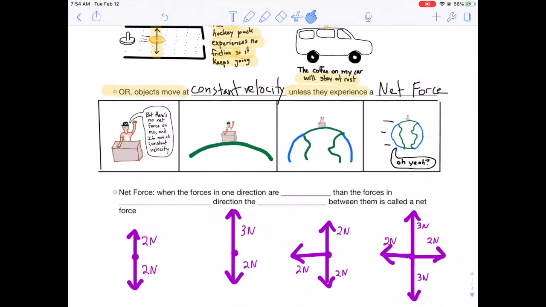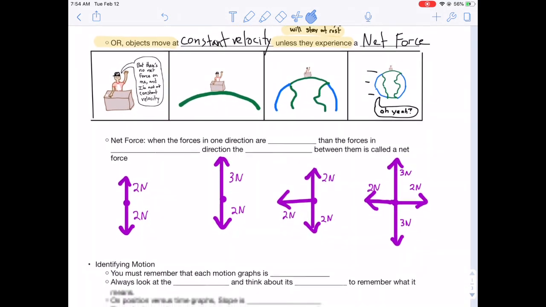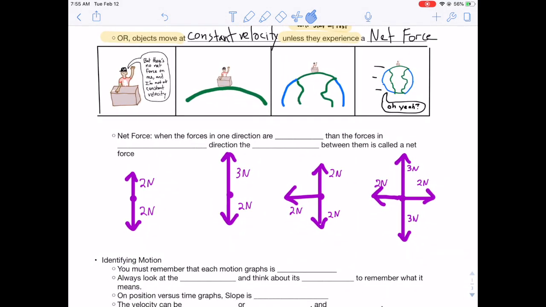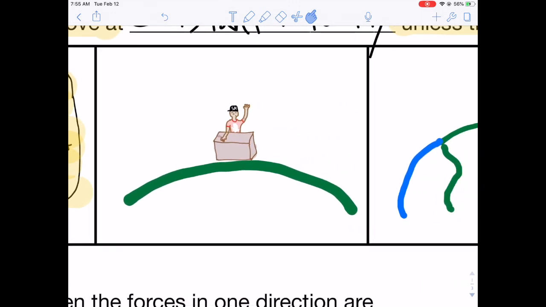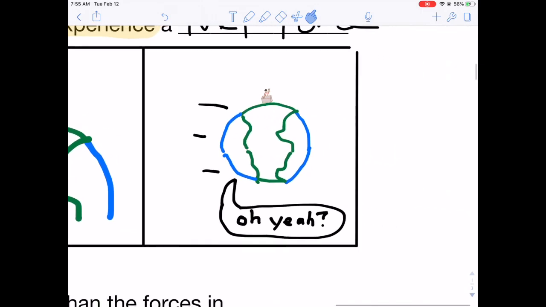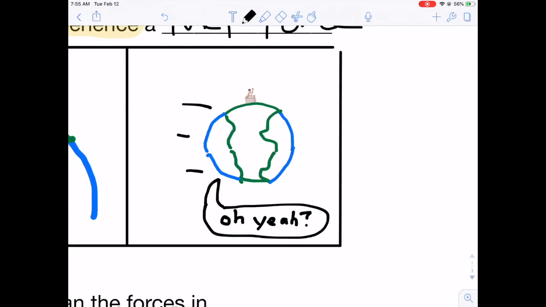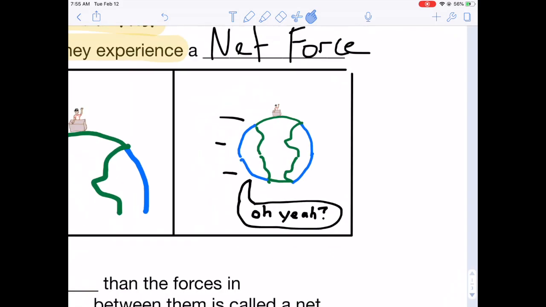So remember, objects move at a constant velocity unless they experience a net force. And we have a little comic here. "Wait a second, but there's no net force on me and I'm not at a constant velocity." This guy thinks that he's not at a constant velocity, but if you think about a student on Earth, he really is. He's got a constant speed of moving around planet Earth. So he actually might be moving, or Earth is moving, rather, and he's on there.